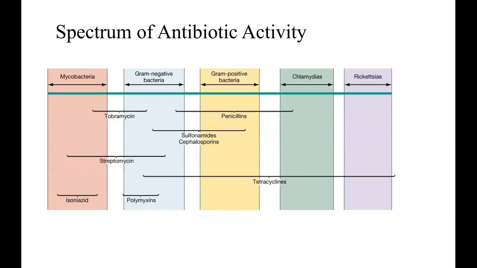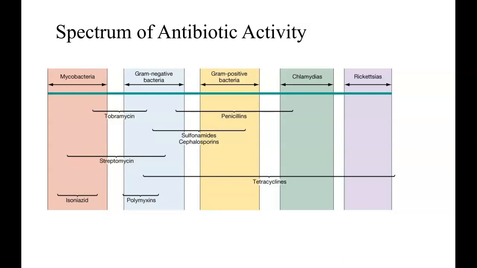So, if we take a look at different antibiotics, there's actually a spectrum of antibiotic activity. Some are going to be very specific for certain types of bacteria. Some will actually be broad-based antibiotics. If you take a look at the tetracyclines, that line towards the bottom, it actually hits a wide array of bacteria. So, this is what we would term a broad spectrum antibiotic.